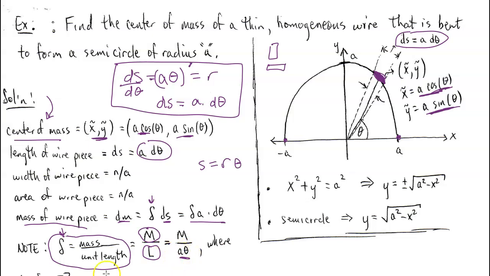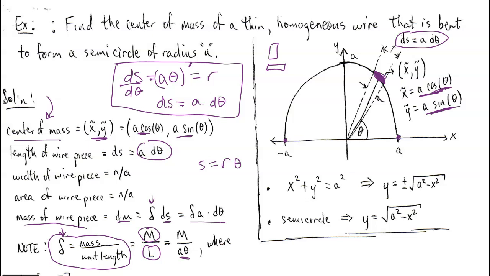All right, now that we have that established, we can find our moment about the x and our moment about the y, and of course one of these is going to be 0 because it's a one-dimensional figure. Then we'll figure out what our center of mass would be.